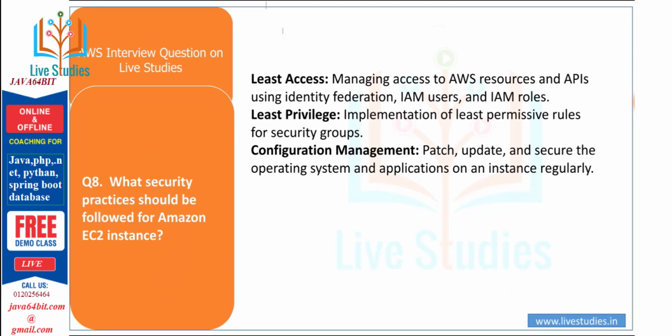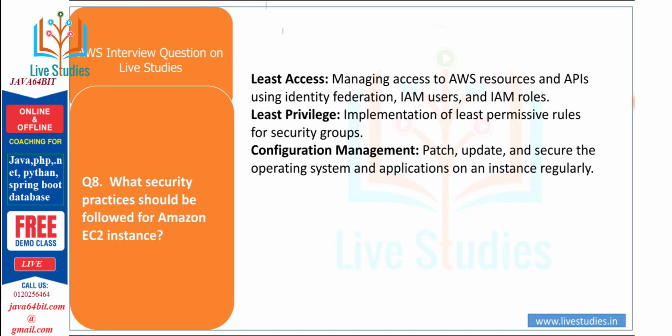Another question is, what security practices should be followed for the Amazon EC2 instance? The following security practices are followed for Amazon EC2: least privilege, configuration management, and managing access to AWS resources and APIs using identity federation, like IAM users and IAM roles. Least privilege means implementing least permissive rules for security groups, configuration management, patching, updating, and securing the operating system and applications on an instance regularly.